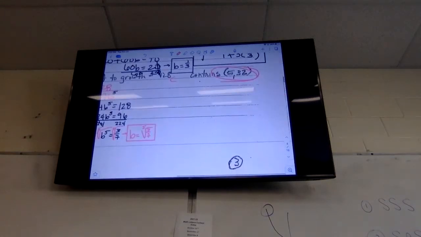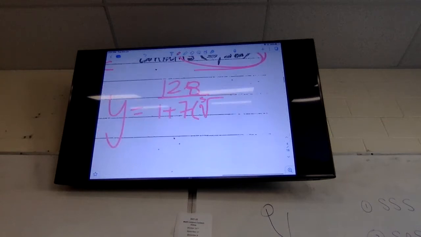And so my final answer, put it all together, Y equals, my C was 128 over 1 plus 7 times the 5th root of 3/7 raised to the X.